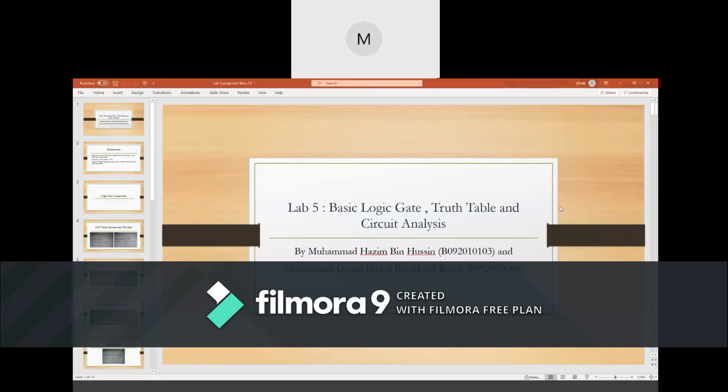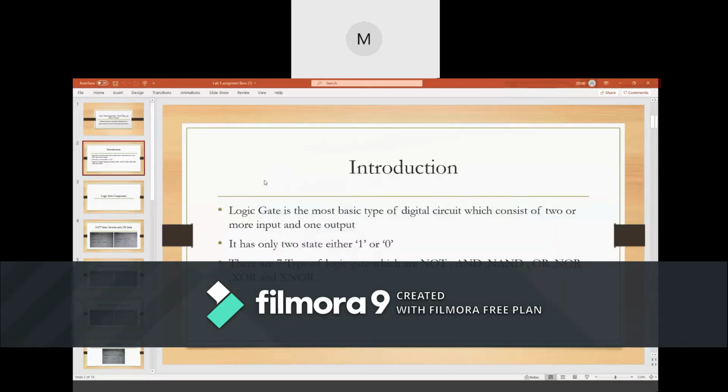Today, we will talk about Lab 5 Basic Logic Gate, Truth Table and Circuit Analysis. Today, I also will talk about the introduction of it. So, what is logic gate? Logic gate is the most basic type of digital circuit which consists of two or more inputs and one output. It has only two states, either 1 or 0. So, there are 7 types of logic gate which are NOT, AND, OR, NOR, NAND, XOR, and XNOR.